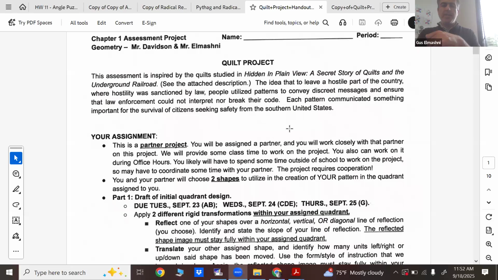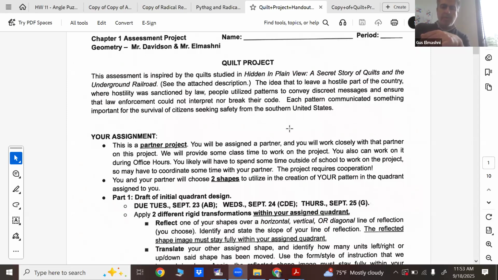Ale, can you read the next part? It says your assignment. This is a partner project. Okay, so yeah, it makes sense. So it's a team effort, not individual, right? We don't want one person pulling the weight for the whole group. So make sure you're being mindful that everyone's pulling their own weight. And then we'll read the next couple bullet points.